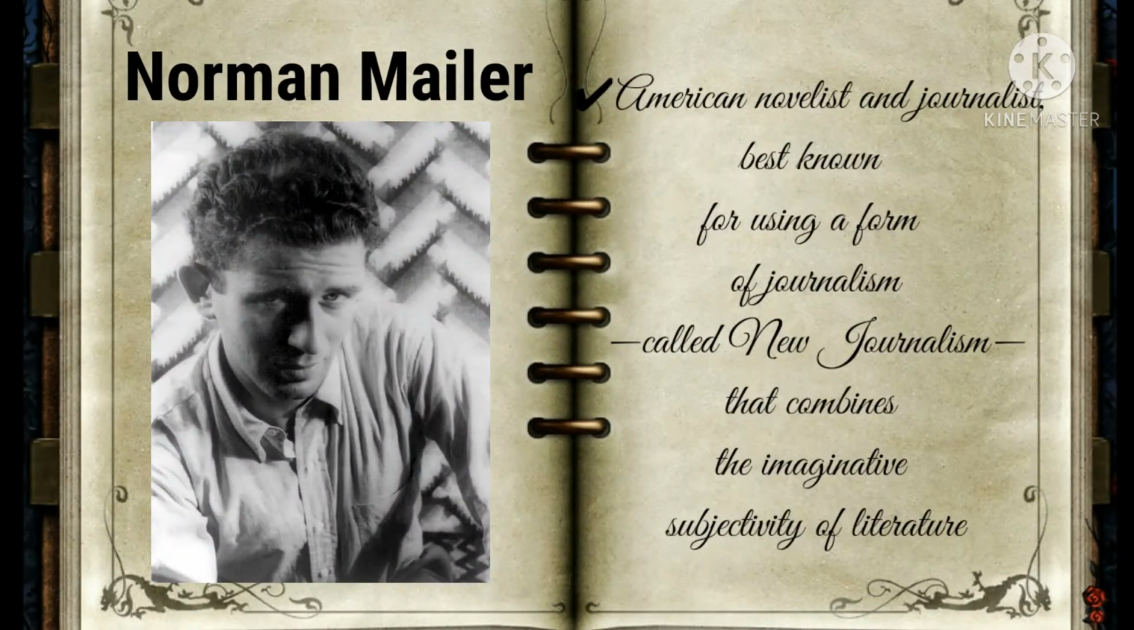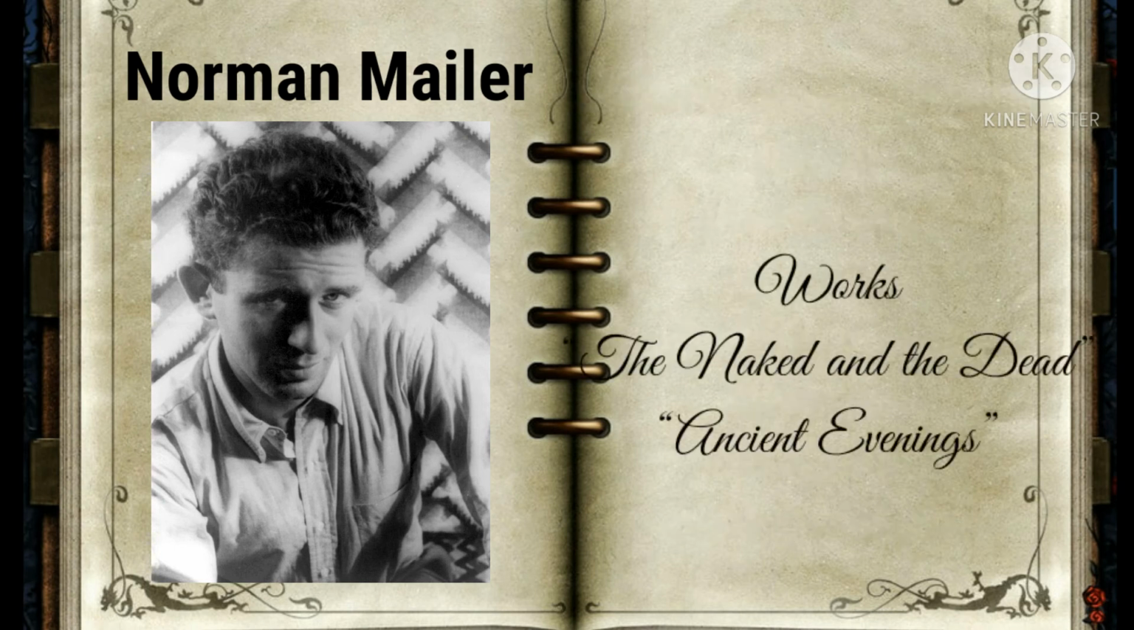Norman Mailer. He is an American novelist and journalist who is best known for using a form of journalism called the New Journalism that combines the imagination and subjectivity of literature. His famous works are The Naked and the Dead and Ancient Evenings.